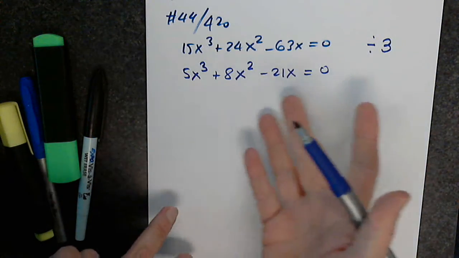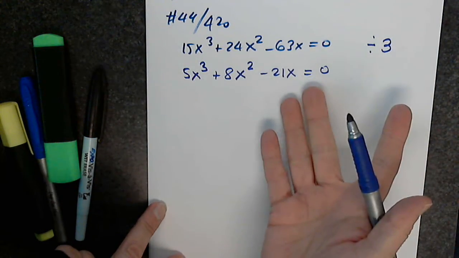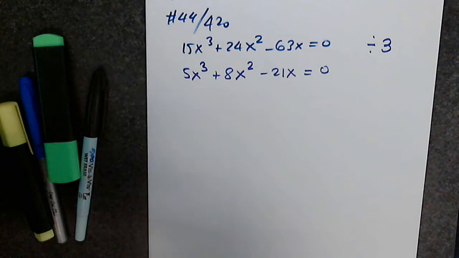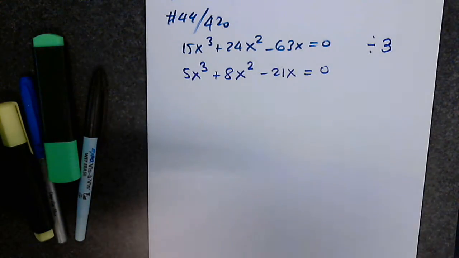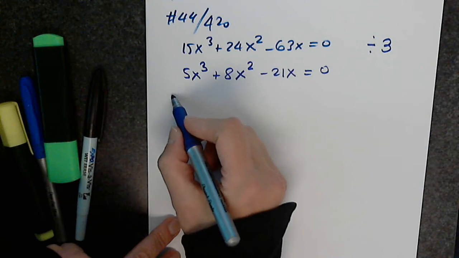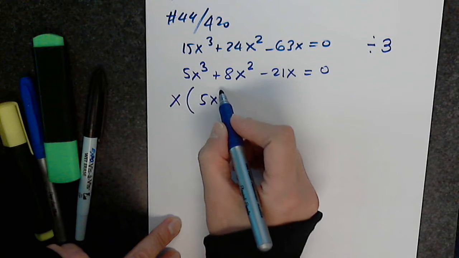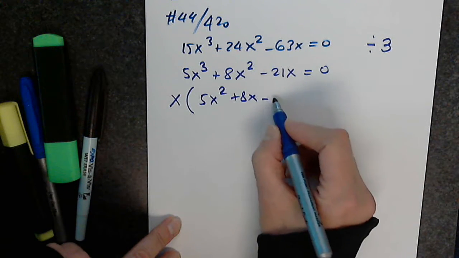Now, the trinomial is in descending order with no negative leading coefficient, but it has a greatest common factor. I will factor out x.